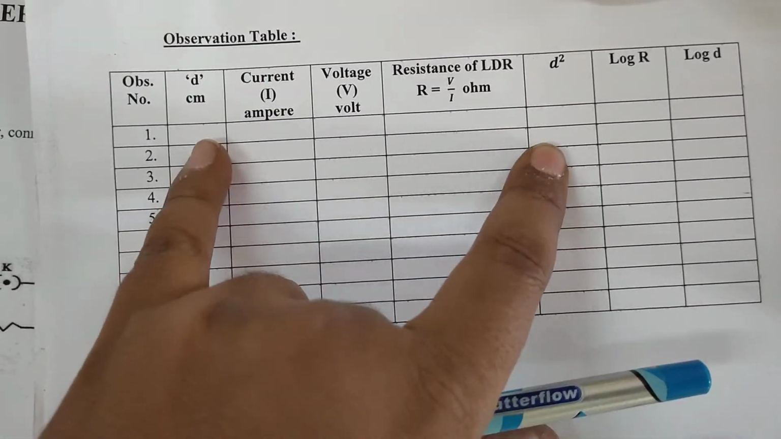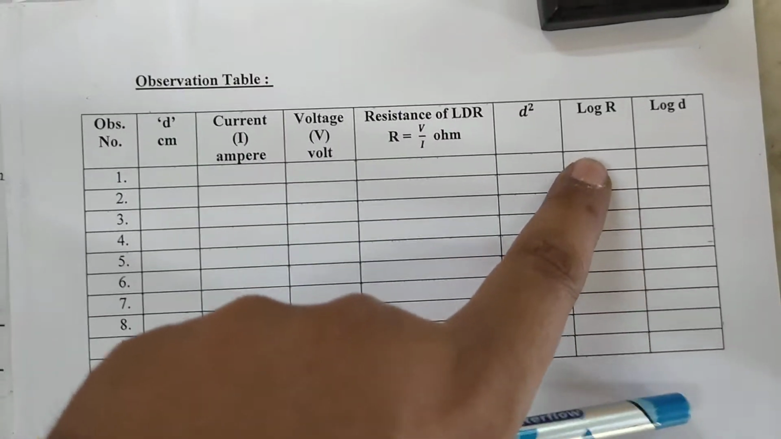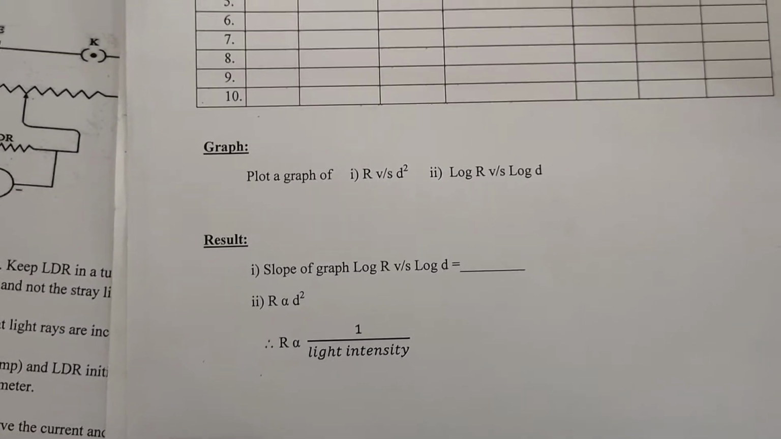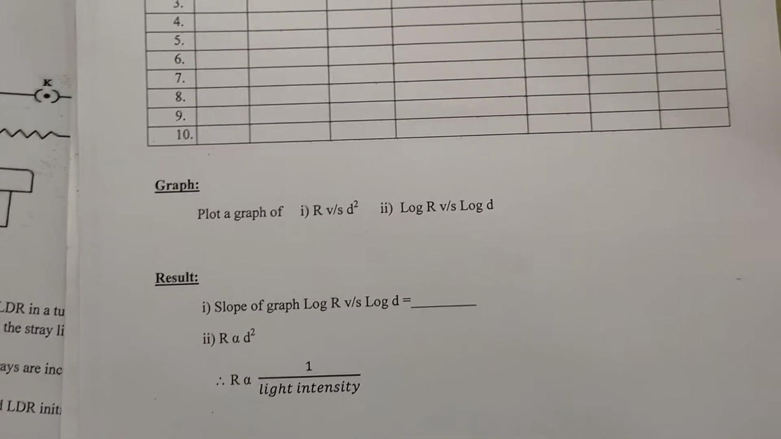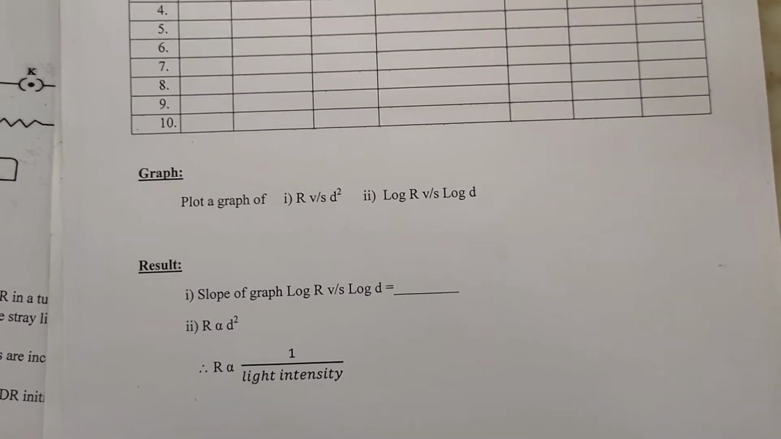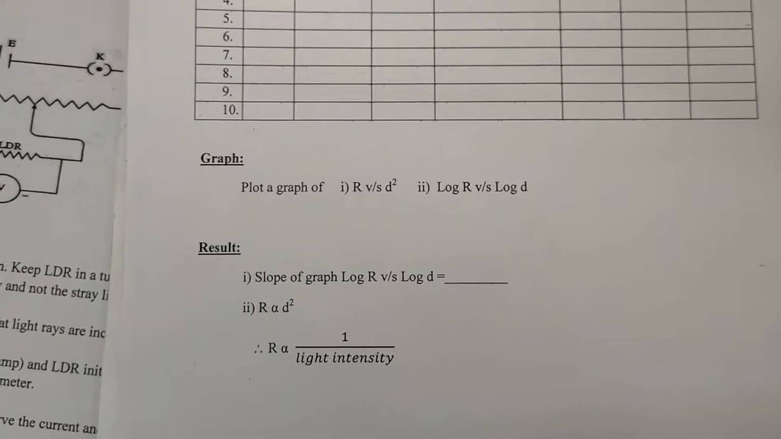Then we square the D value to get D square, and take log R and log D. Then we'll plot graphs of R versus D square and log R versus log D, find the slope, and from the slope we'll try to understand how this LDR works.